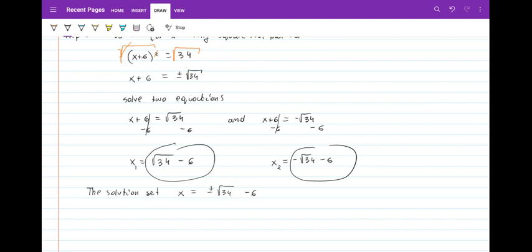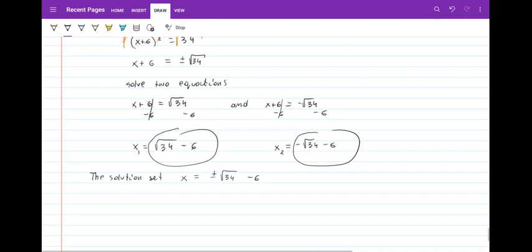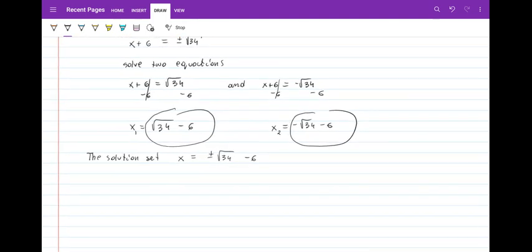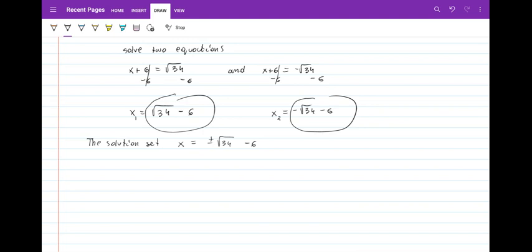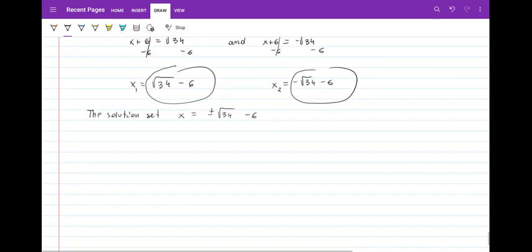I have one more to solve with the complete square root method. And that will be the end of section 1.4. So we have 2x squared plus 8x minus 15 equals 0.